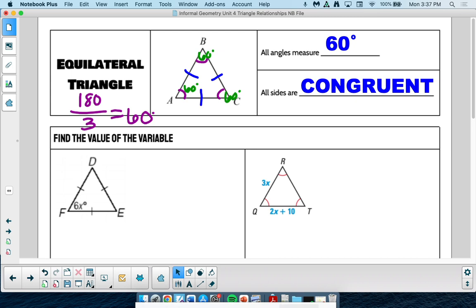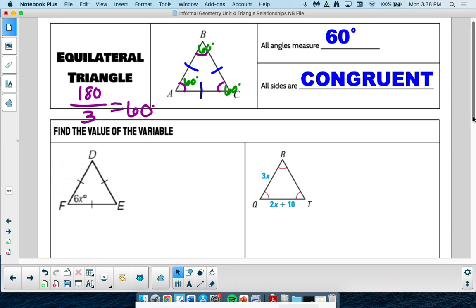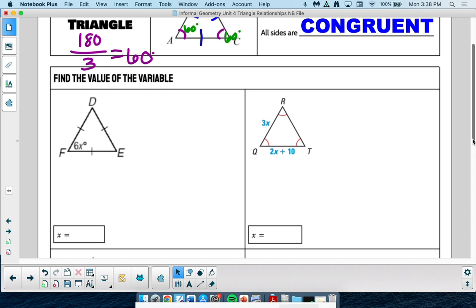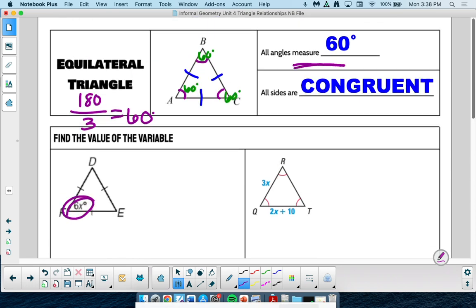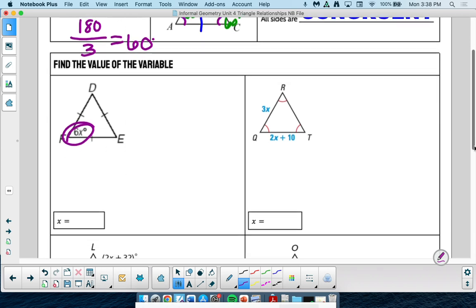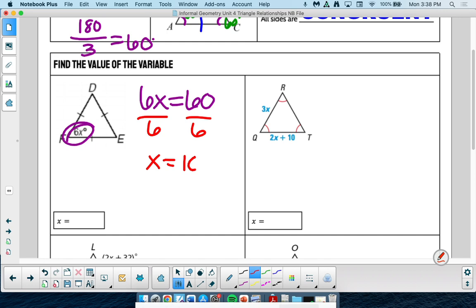So again, some of these questions they're going to ask you are so obvious they're hard to answer because you second guess yourself. So when we're looking for the variable here, here's my angle measure. Well, what do I know that has to equal? Our angles have to equal 60, so now I know what my equation has to be. It's going to be 6x is equal to 60. How do I get x alone? Divide by 6. x equals 10.